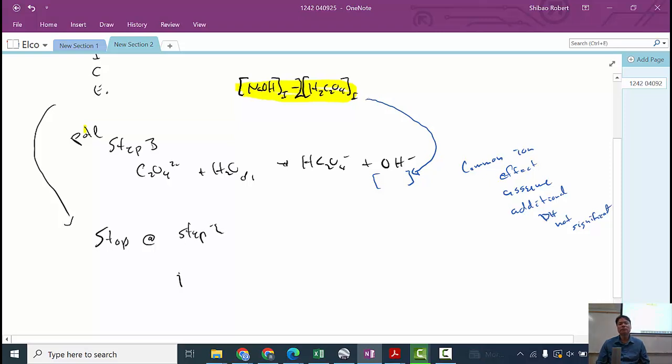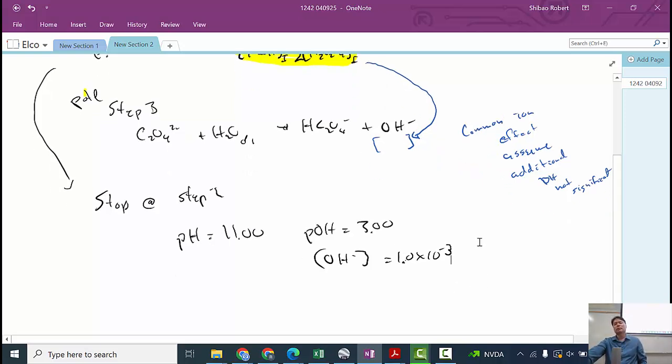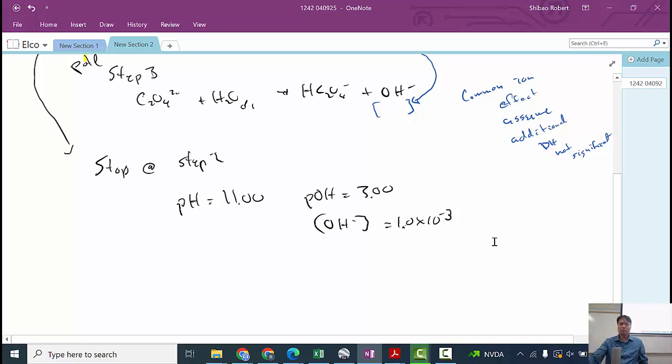We have an idea of what the concentration is because we're stopping at a pH of 11.00. This is quite basic. There's a lot of hydroxide here, which means the pOH is 3.00, which means the hydroxide concentration is 1.0 times 10 to the minus 3. Which is a lot of hydroxide. And so what we'll do here is plug this into the equation. That hydroxide we're going to assume stops at step 2.